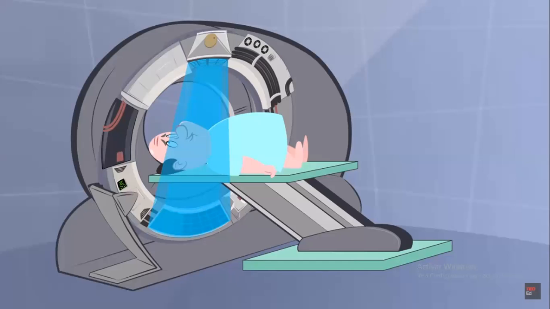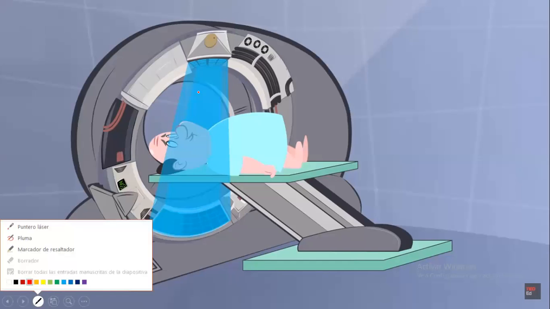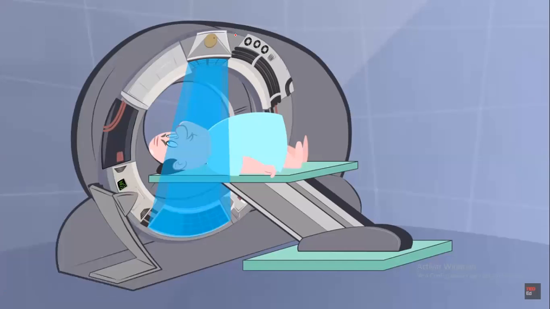Here we have our patient that we already saw in some other slides. And here we have a cone, actually. This structure here is called a cone, and this structure can send the X-ray beams and keeps turning this way and goes all around our patient's body.